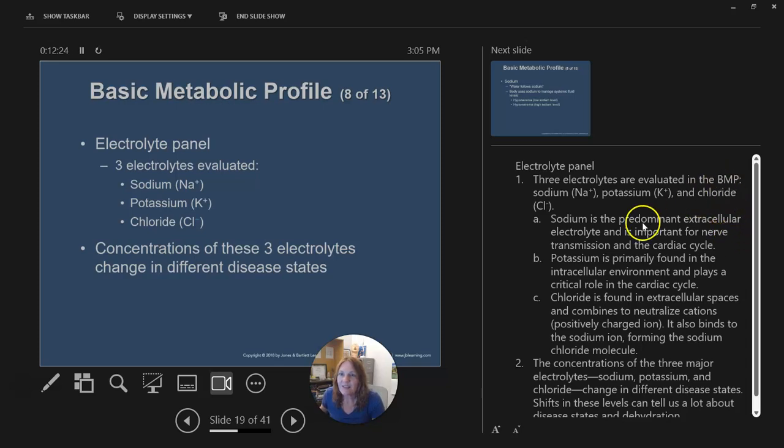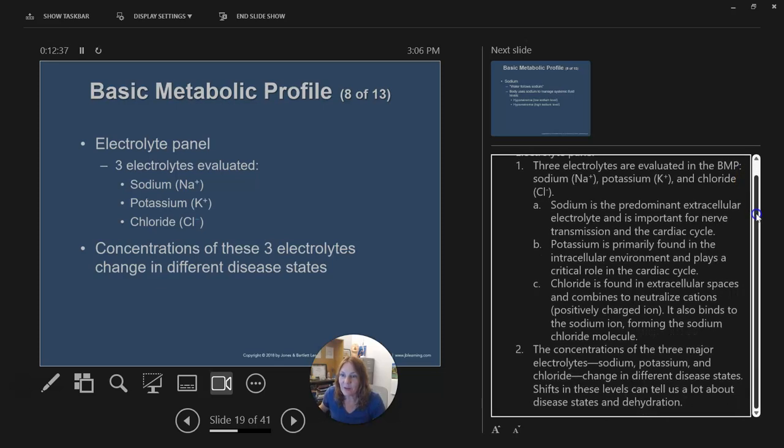So our three electrolytes in the BMP are sodium, potassium, and chloride. Sodium is the main one. It's a predominant extracellular electrolyte, important for nerve transmission and the cardiac cycle. Potassium is primarily found in the intracellular environment and plays a critical role in the cardiac cycle. Chloride is found in the extracellular spaces and combines to neutralize cations, those are positively charged ions. It also binds to the sodium ion, forming the sodium chloride molecule.